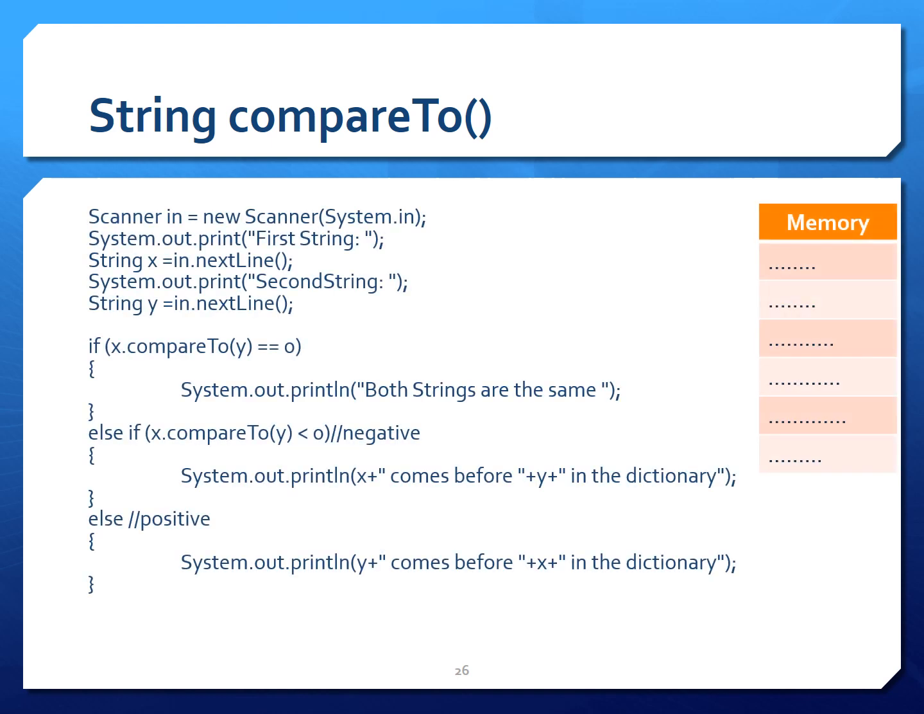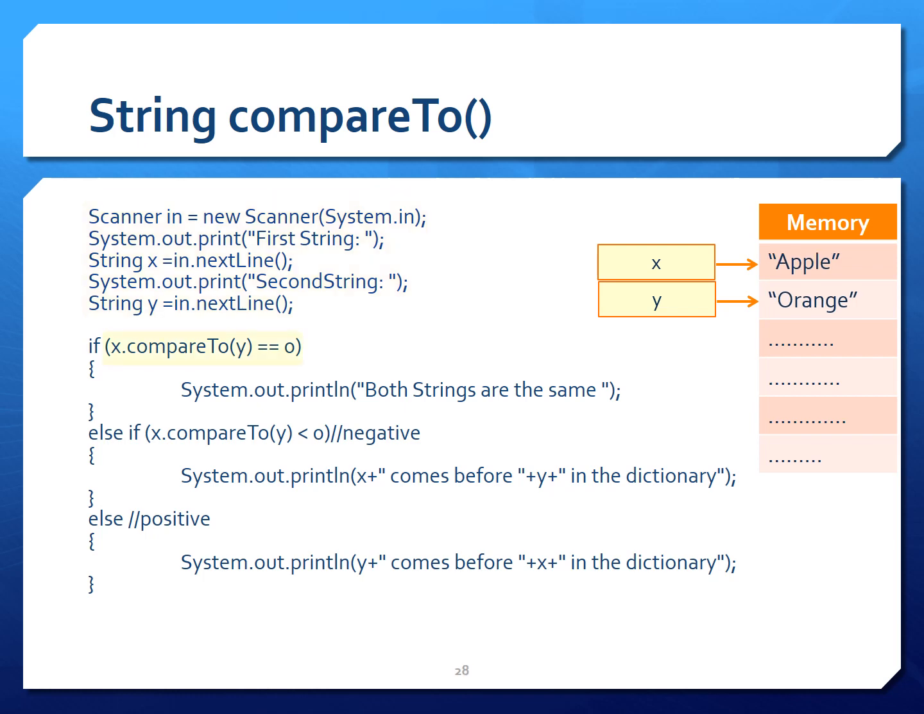In this example, we get two strings from the user, and we use the compareTo method to determine which string comes first in dictionary order. Assume that the user enters apple for the first string and orange for the second string.